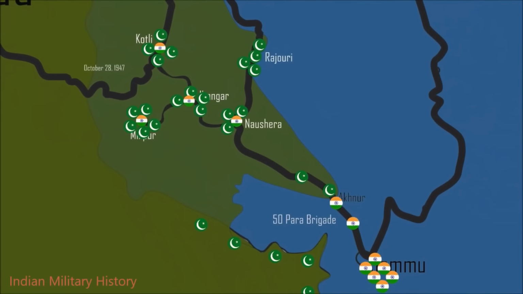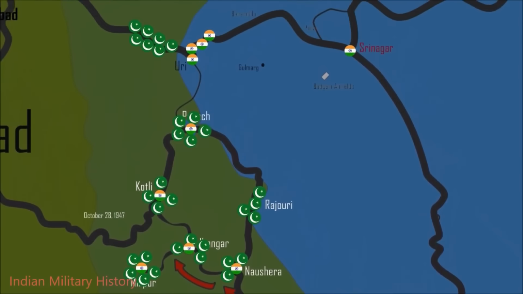50 Para Brigade, in the meantime, sent their troops into the town of Akhnur as a prelude to their move into Jhangar, Kotli and Mirpur. Meanwhile, in the north, the 161 Brigade had liberated Uri on November 13th and was planning on continuing with their assault on the retreating enemy into Domil and Muzaffarabad when the news came in about the Poonch garrison being under heavy attack and in need of urgent relief. With this information, the Indian side altered their plans for the 161 Brigade and ordered them to move south to relieve the garrisons at Poonch.